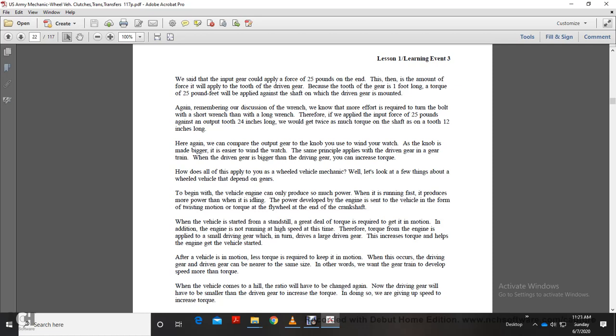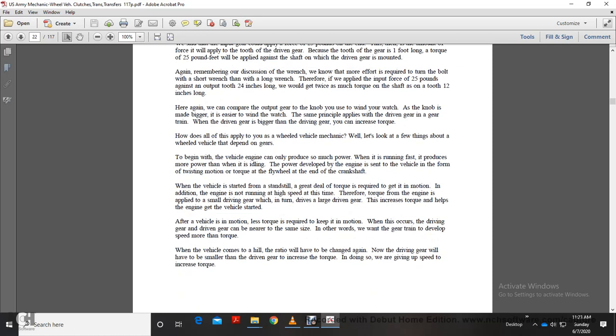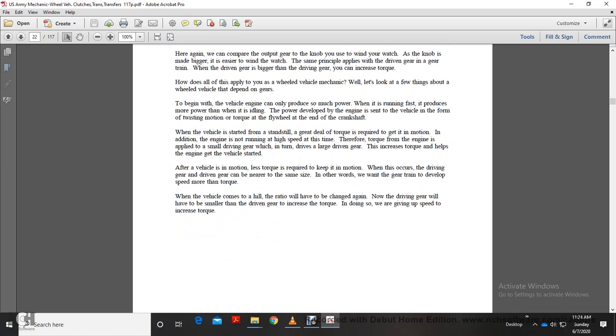A mechanic looks at a few things on the wheeled vehicle that depend on the gears. Beginning with the vehicle engine, it can only produce so much power, running faster, producing more power than when idling. The power developed by the engine is sent to the vehicle to form the twisting motion, the torque, of the flywheel at the end of the crankshaft. And when the vehicle is started from a standstill, a great deal of torque is required to get it into motion. In addition, the engine is not running at a high speed at the time. The torque of the engine is applied with a small driving gear, which in turn drives the large driven gear that increases the torque and helps the engine to get the vehicle started.